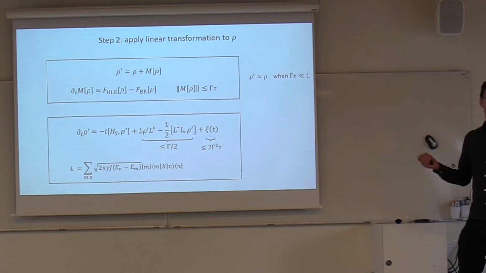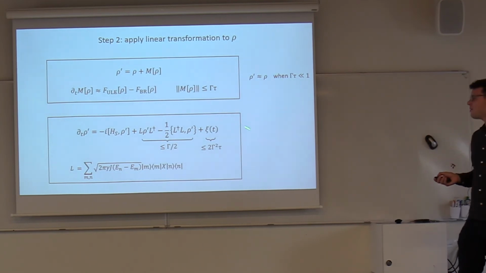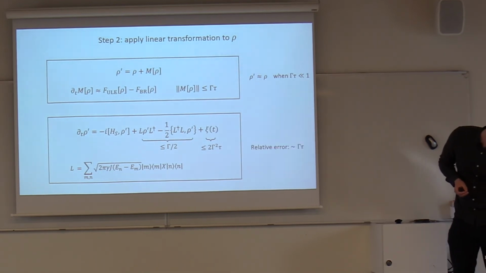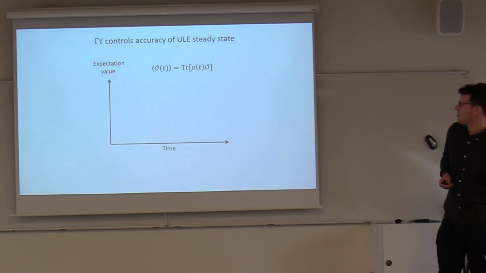And we didn't assume anything about the level spacing of the system. So we can apply this to a 2-level system. We can apply this to a 1,000-level system. And it doesn't matter how closely spaced the levels are. The only thing that controls the validity is the properties of the bath and the system-bath coupling, the Markovianity of the bath. So the relative error is given by this dimensionless number.